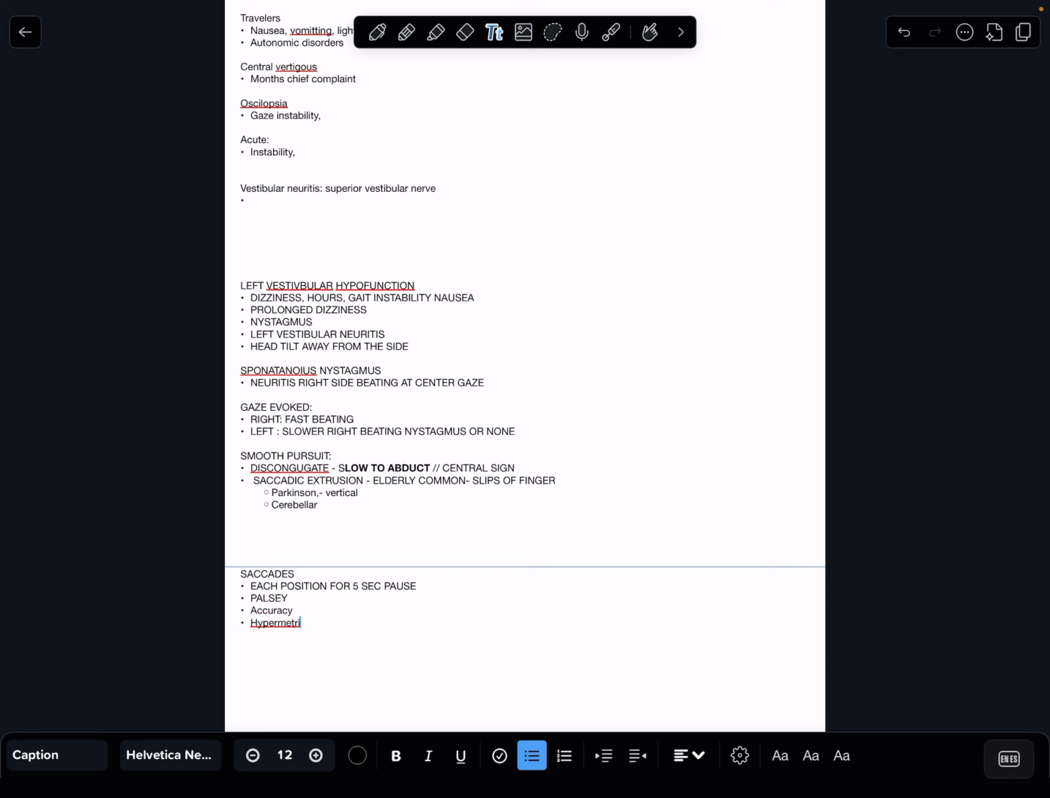And again, this is all just to make it easier for you, so you're not sitting there at the end of a long day at 5:30 trying to figure out how you want to say this in your documentation. If they overshoot, it's called hypermetric saccades. If they undershoot, it's called hypometric.